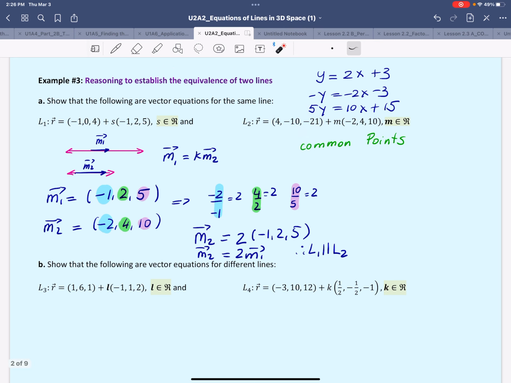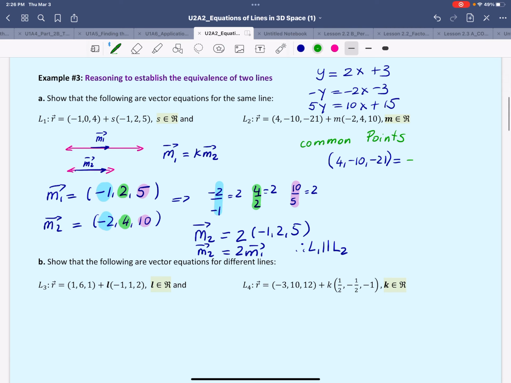So what I'm going to do is use the point (4, -10, -21) and substitute it as a point on the line L1 to see if it fits. So we have (-1, 0, 4). That's the starting point of this line. And then I will add the vector, which is s(-1, 2, 5), the direction vector.